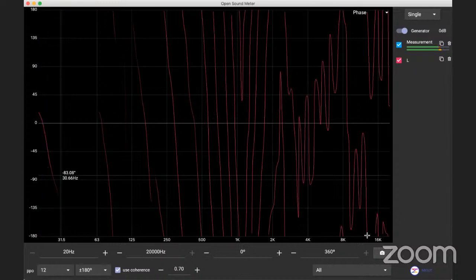There is a software called Room EQ Wizard also. Open Sound Meter is a real-time software. Room EQ Wizard is not a real-time software, but it can do everything that Open Sound Meter does, and also do SPL measurement as well. And that's also free. Many people who design home theaters and movie theaters use Room EQ Wizard. Only thing, it's not real time.